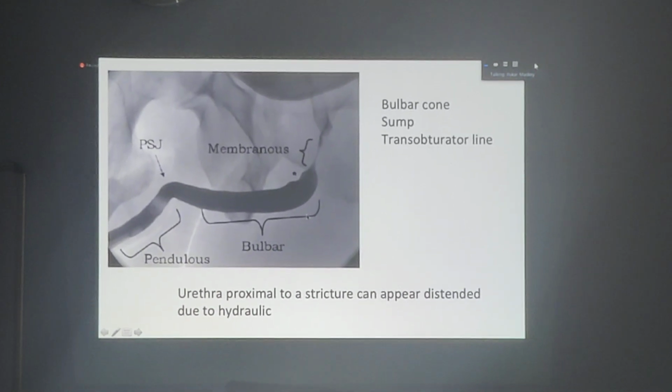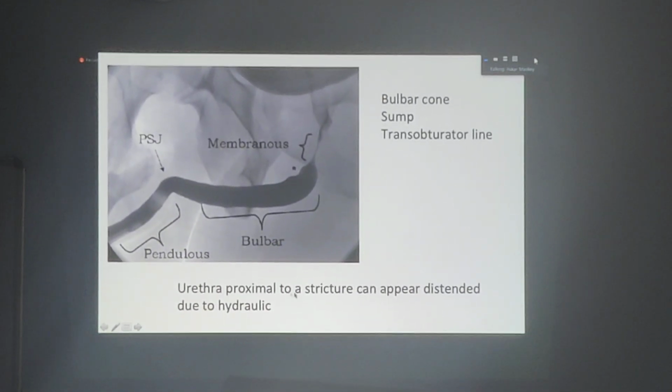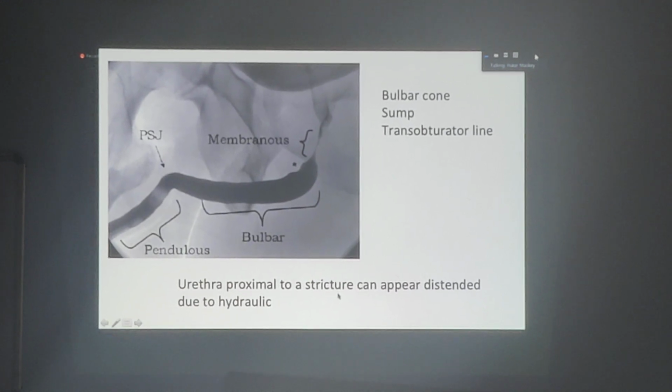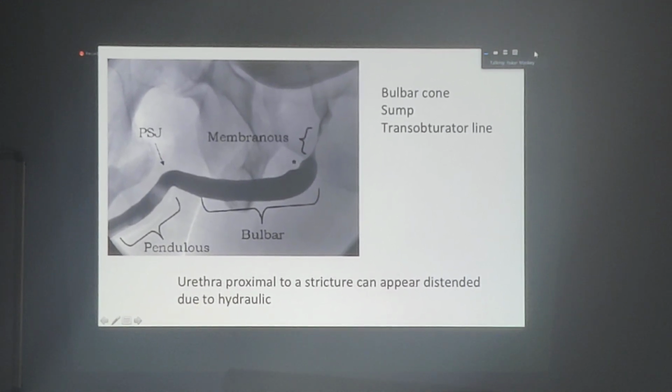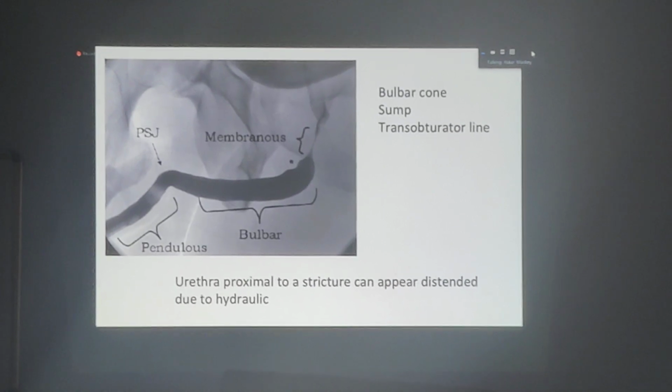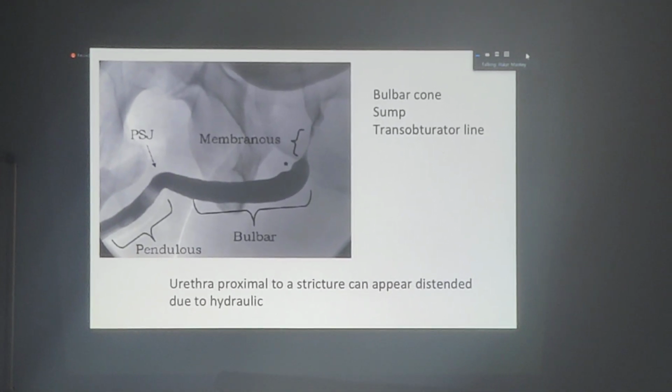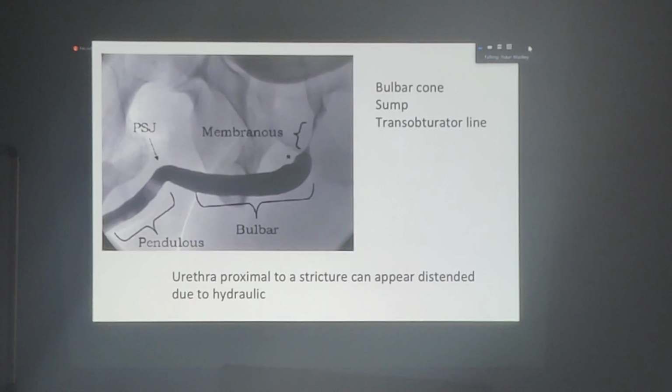A caveat to the reading of RCU is that the urethra proximal to a stricture can often appear distended because of hydrodistension by urine. So this fact has to be kept in mind.